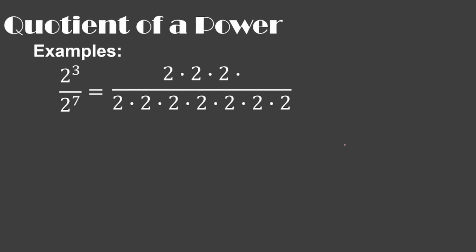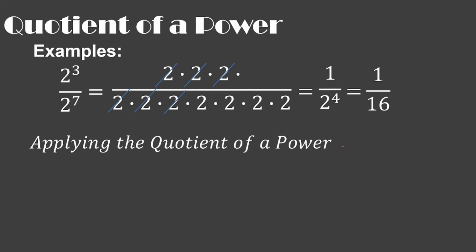So that will give us 2 times 2 times 2. Okay, 2 is multiplied to itself 3 times. And the same in the denominator. And again, there are common factors in the numerator and the denominator, so we cancel them out, right? So what is left in the numerator is 1, while in the denominator are the 4 2's. So that will give us 1 over 2 raised to 4. And we know that 2 raised to 4 is equal to 16, so simplifying it further, that will give us 1 over 16.